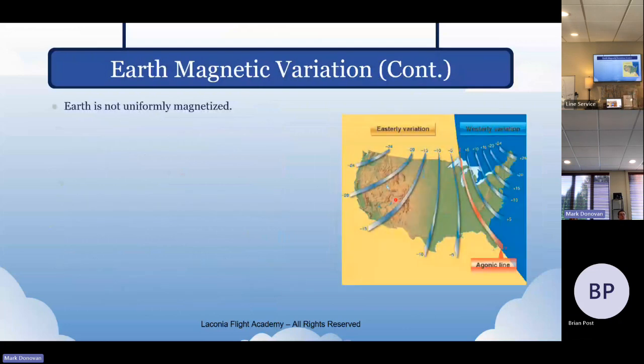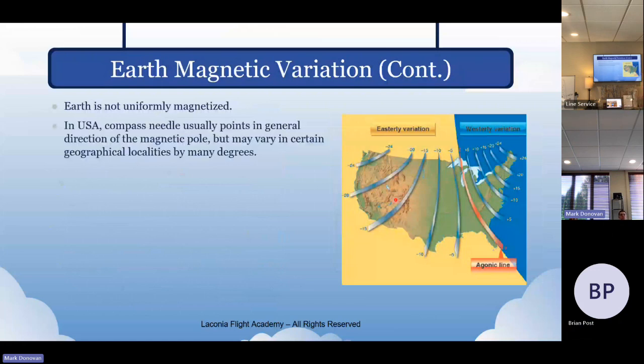The Earth is not uniformly magnetized. As a result, in the USA, a compass needle usually points in the general direction of the magnetic North Pole, but may vary in certain geographical locations by many degrees. For example, here, where we are, it's somewhere around 15 degrees. This must be an old picture because it's more about plus 15 now, not the plus 20 that you kind of see right here in New Hampshire. It's actually shifted.